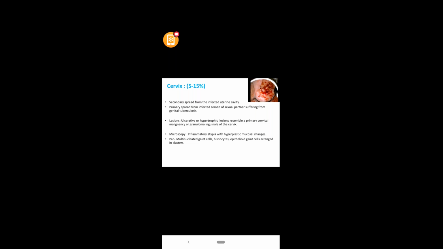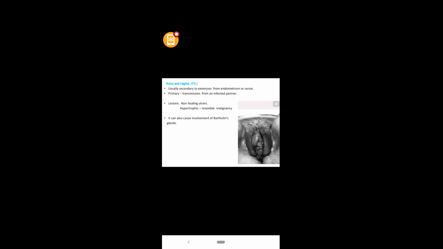Under the microscope, the appearance will be inflammatory atypia with hypoplastic mucosal changes. And on PAP, we will see multinucleated giant cells, histiocytes, and epithelioid giant cells, which are arranged in cluster form. And the next is the vulva and vagina, which accounts for 1% of infection.